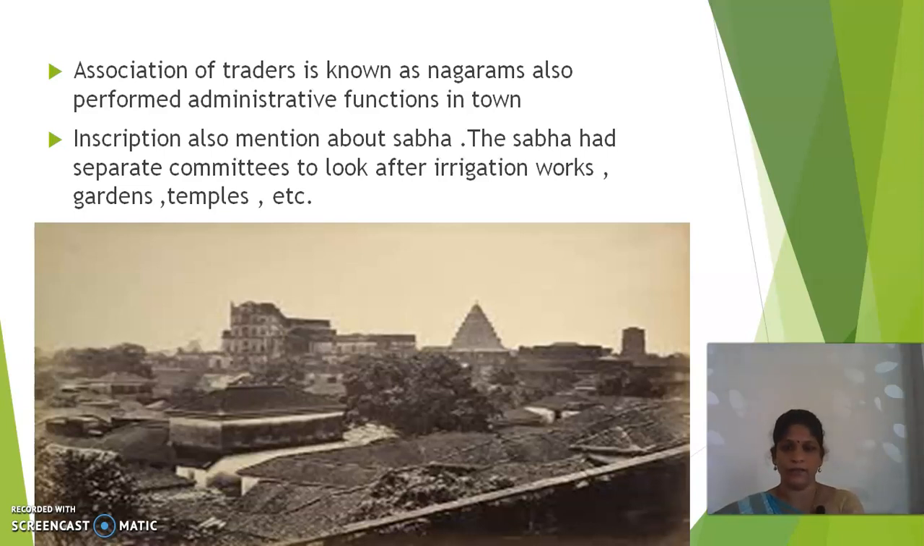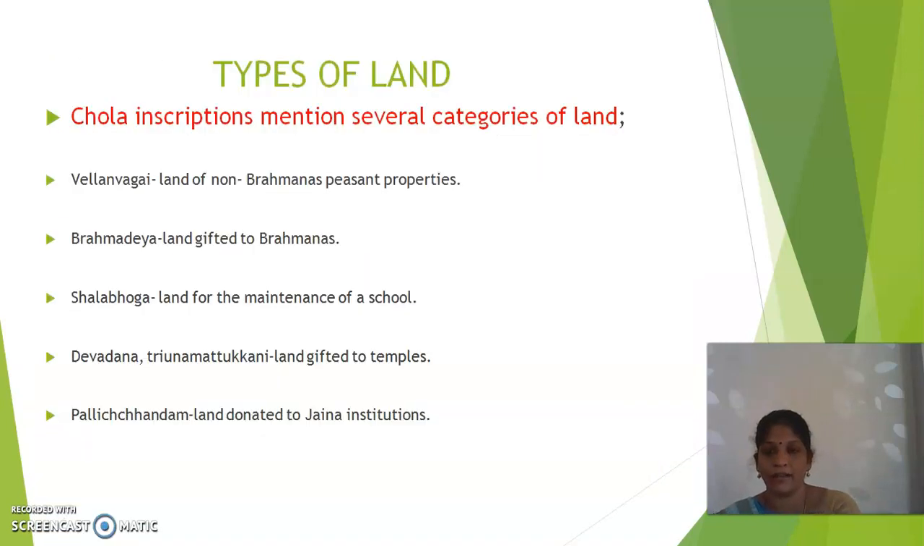Yes, this is the administrative system. And now the types of land given to others. The land itself got some special names. Chola inscriptions mention several categories of lands. That is Velan Vagai.